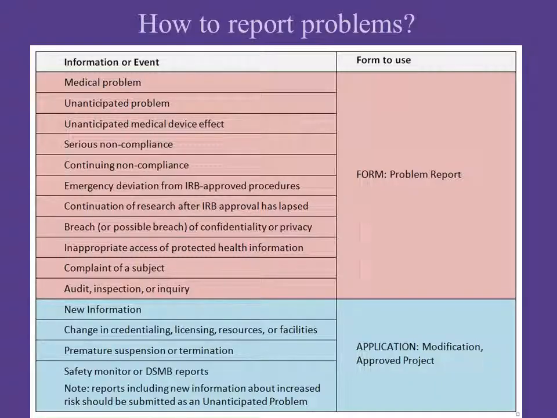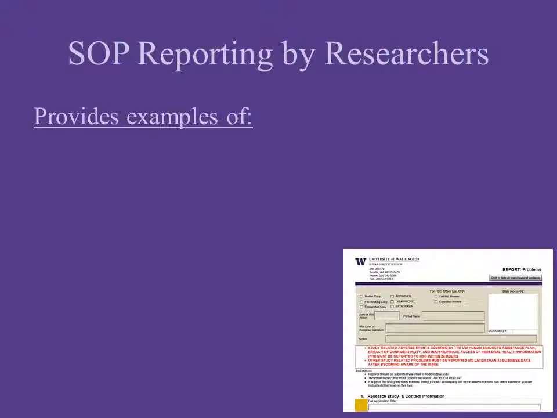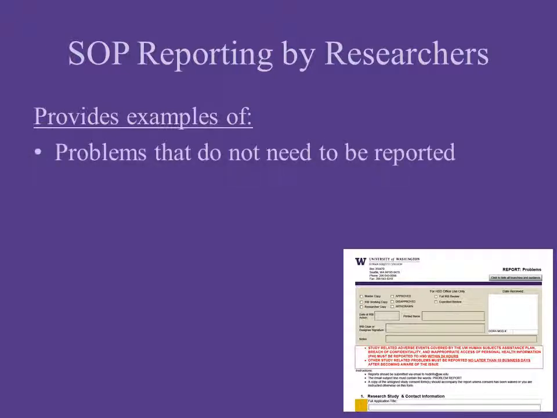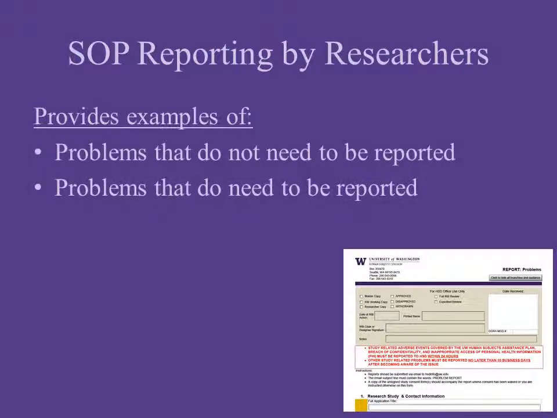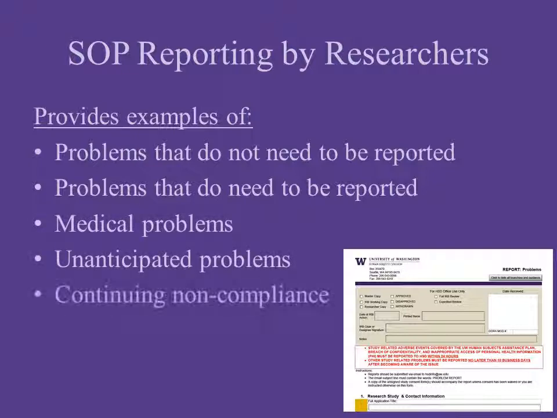This table in the SOP, Reporting by Researchers, clearly describes which of the 2 forms to use for different situations. The SOP also provides many helpful examples of problems that do not need to be reported and problems that do need to be reported, such as medical problems, unanticipated problems, continuing noncompliance, and serious noncompliance.